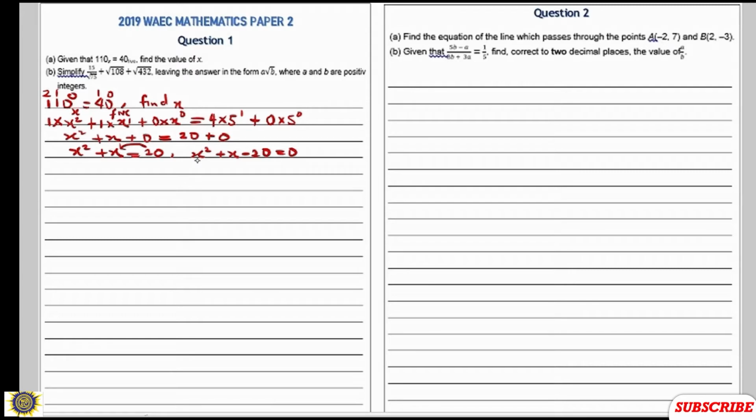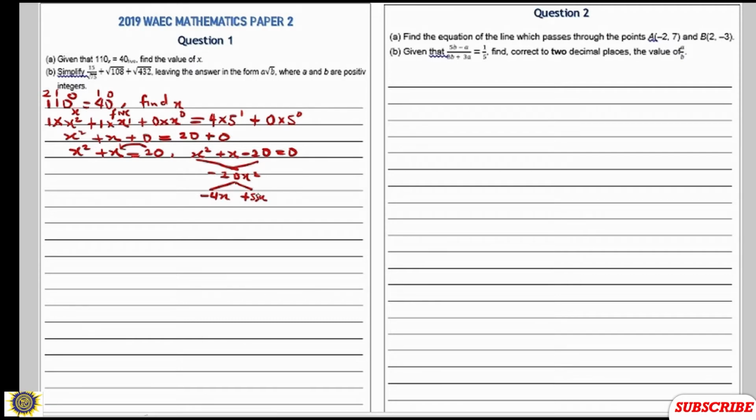Let's look at it first. I think we can use the factorization method by multiplying the first term, x squared, by the third term, minus 20, so we have minus 20 x squared. Now what are the two factors of minus 20 that can give us plus x? We are going to have minus 4x and plus 5x, which give us the x in the middle.